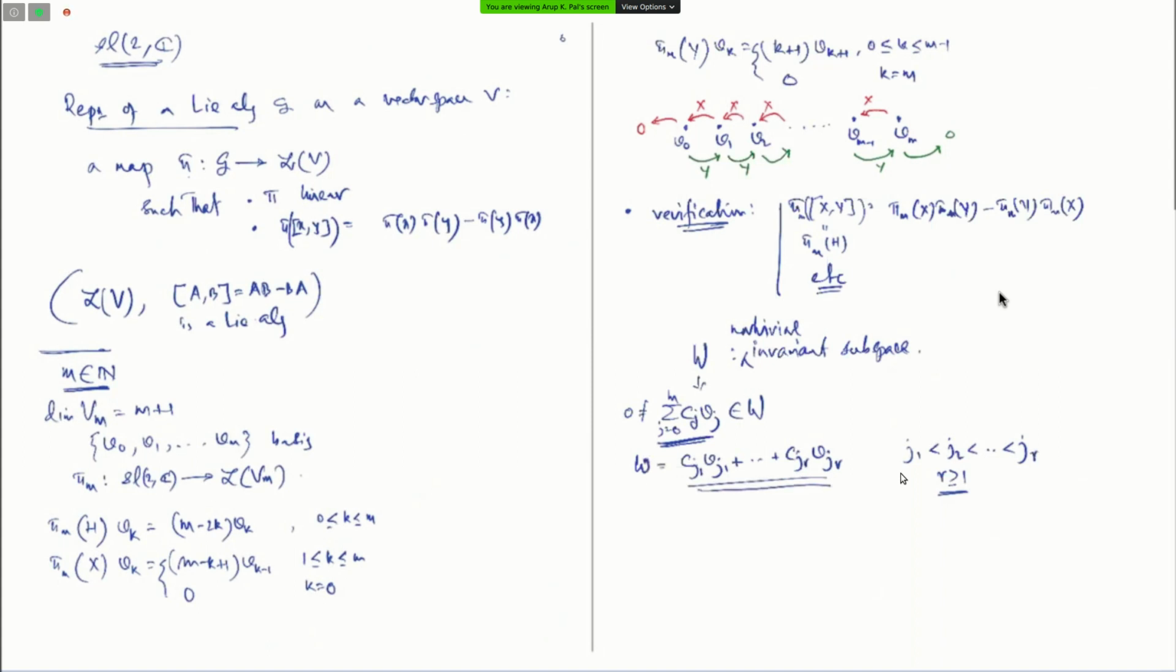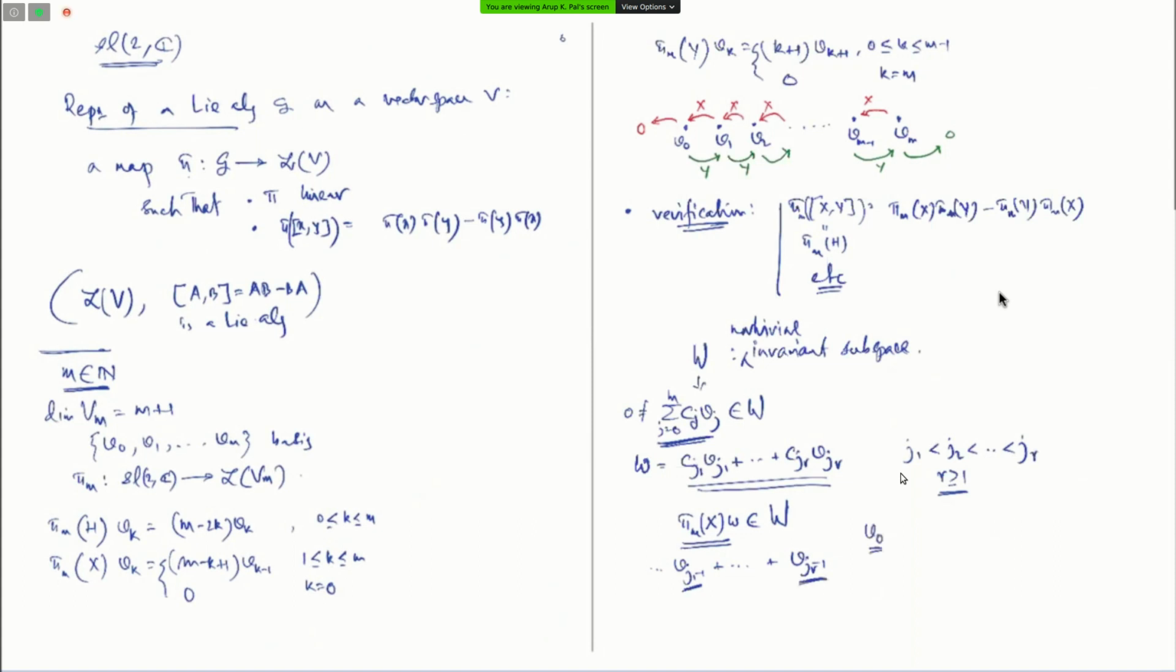Now, since W is an invariant subspace, that means this. Now you look at this vector. How does it look like? Pi m x of w, that is c j1 v j1 minus 1, and c j2 v j2 minus 1, like that. Right? And if j1 happens to be 0, then this term would be missing. It would become 0. Now you apply pi m x again. So what you can do is you can eventually reach v naught.